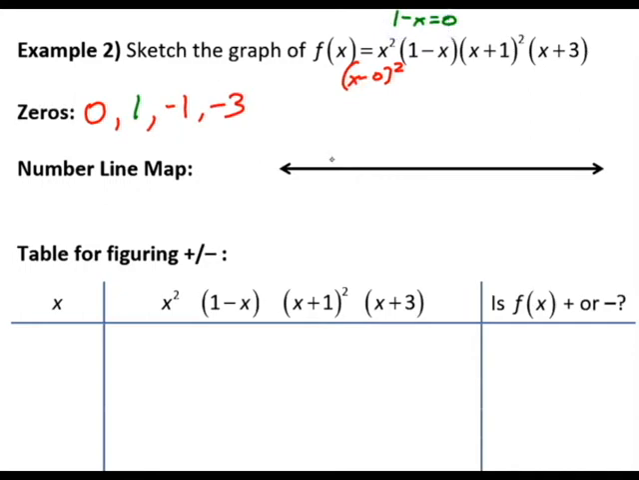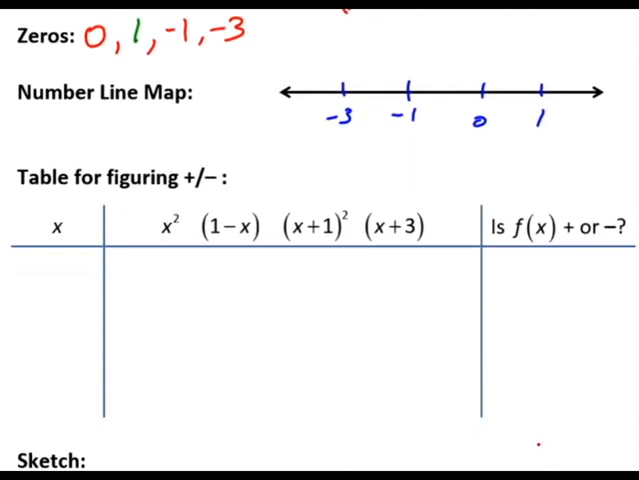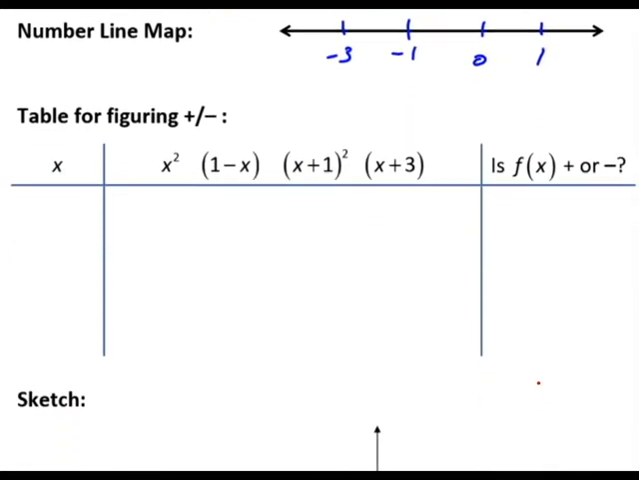Now we make our number line map. We've divided the number line into 1, 2, 3, 4, 5 regions, and so we're going to have 5 rows on this table. Here I've given you the table. I'm not normally going to give you the table. Normally you'll need to build it yourself. I want to point out some things. The exponents come with each factor. 1 minus x still transfers as 1 minus x. And we'll still evaluate by plugging in the x's.